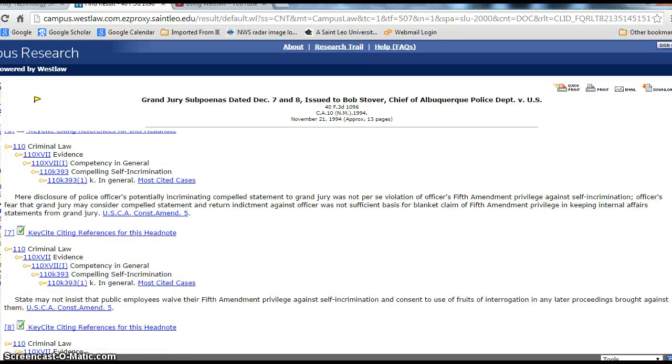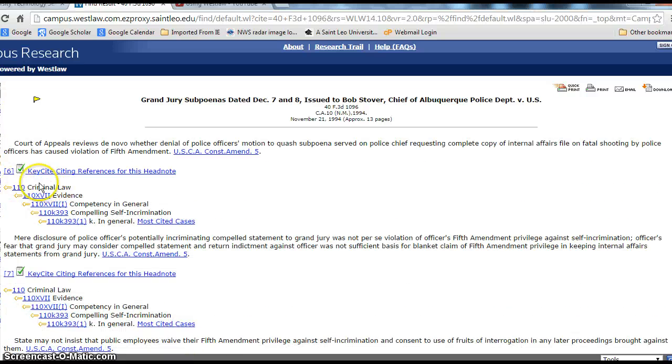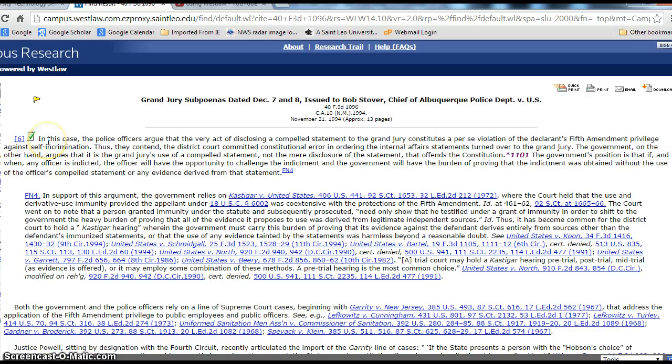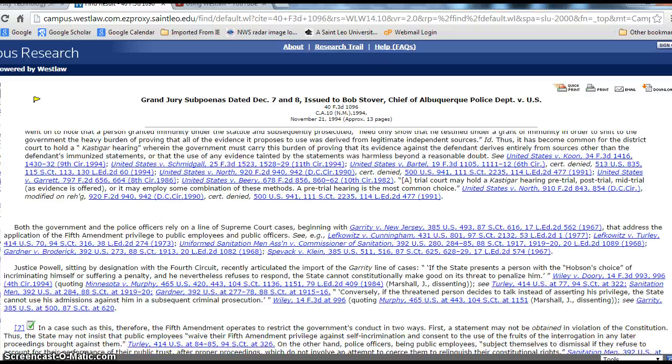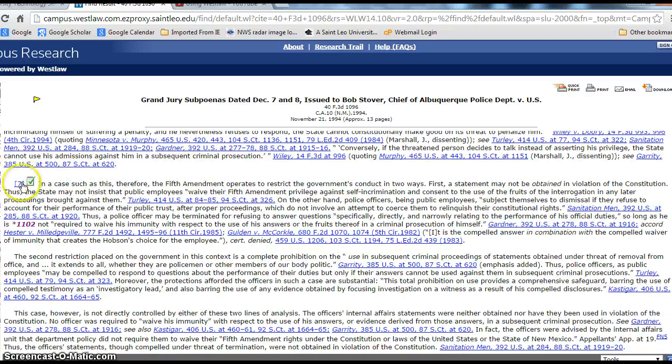And if you scroll back up and go to number 6, and you click on that number 6, don't click on the words key citing references for this headnote. Click on the actual number 6, and it's going to take you to the part of the opinion where you're going to find information about compelled testimony. And this is what you want to read primarily. And it's going to tell you what this court talked about and possibly what it held with respect to compelled testimony. And you'll read that until you get to the next headnote.